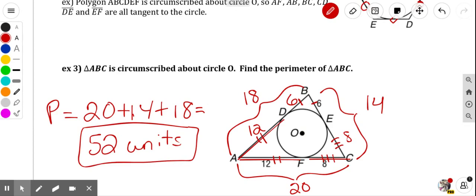And so that's pretty much it for this section. It's a pretty easy one. Hopefully the practice is easy for you.